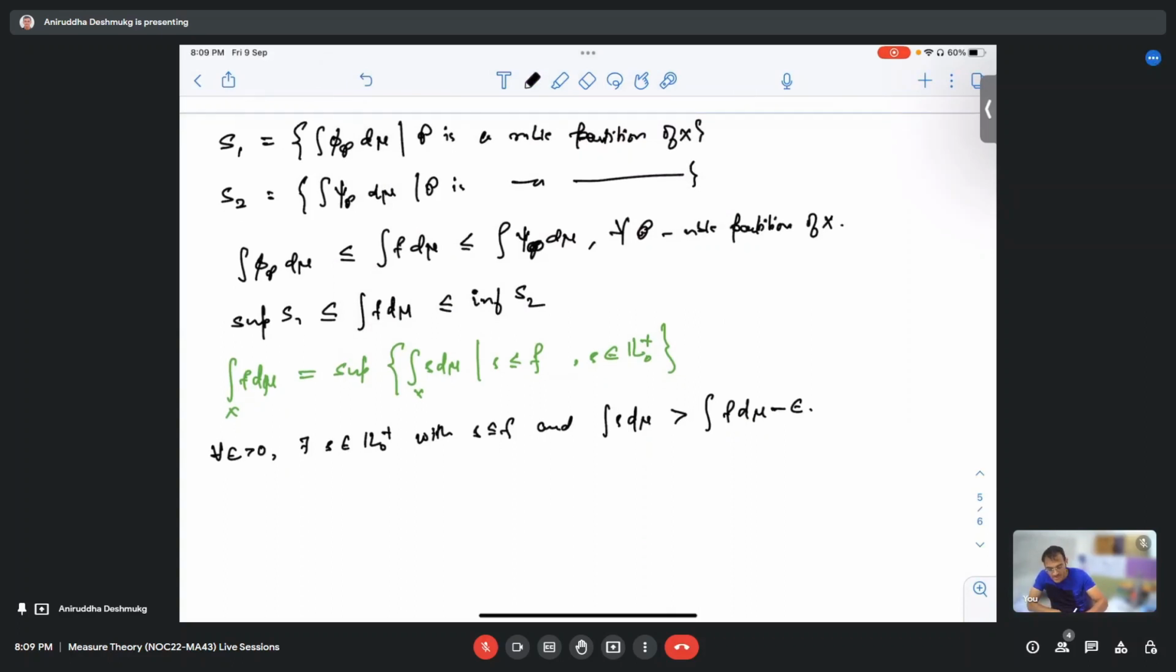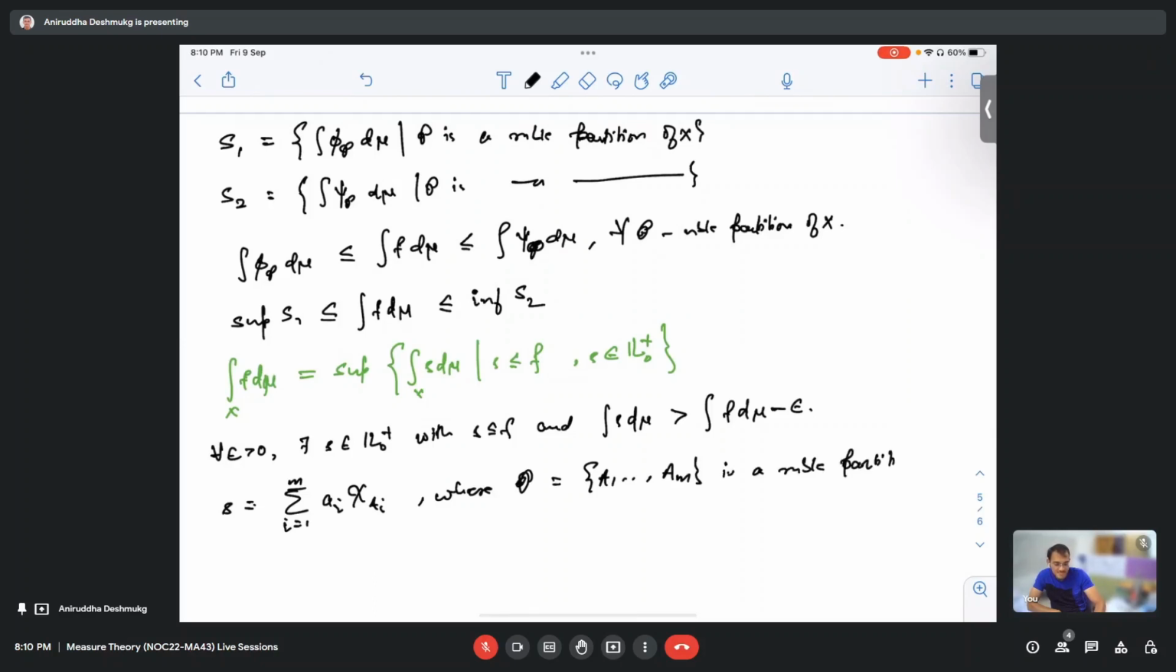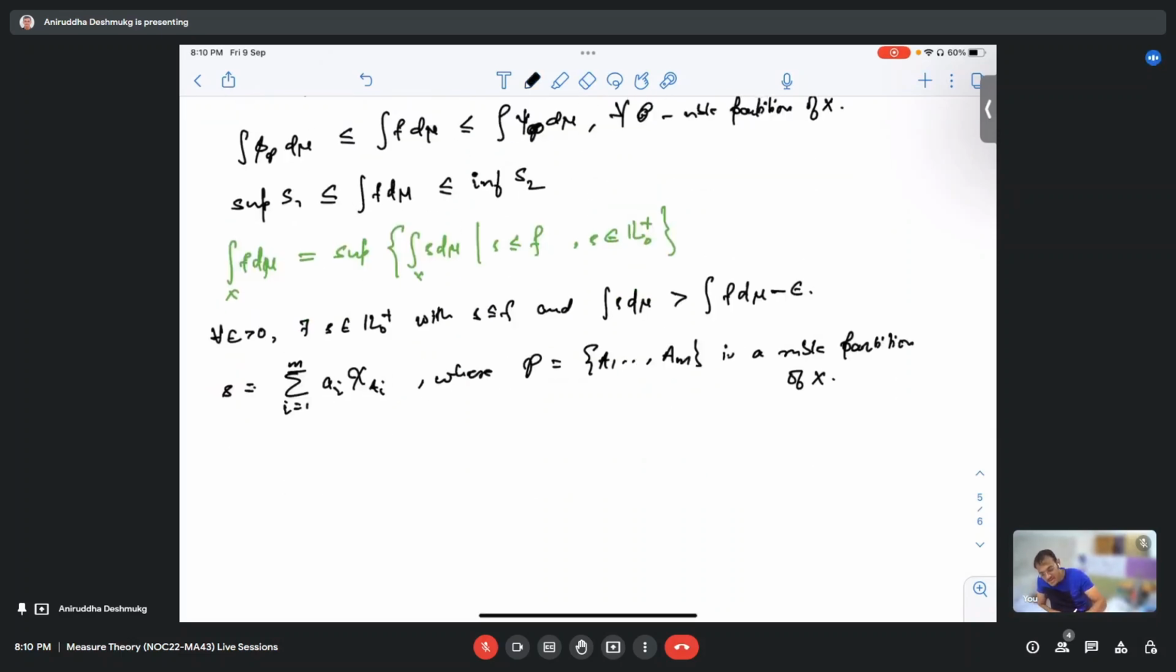So we have this. Now I can write s as the summation of a_i times the indicator of A_i, i running from 1 to n, where if I write this P as A_1 to A_m, this is a measurable partition. Do you agree with this? Yes. Since this is a measurable partition, I can talk about φ_P.